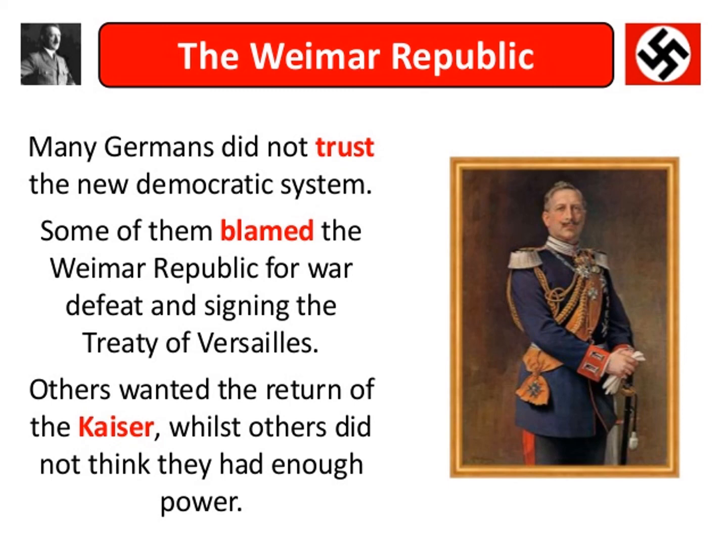Many Germans did not trust this new democratic system. Some of them blamed the Weimar Republic for the war and signing the treaty. Others wanted the Kaiser back, while other people didn't think that they were actually being given enough of a say. So there were mixed reactions from the German people. Though it did give them rights and more access to equality in terms of political campaigning, it wasn't something all of them really wanted.